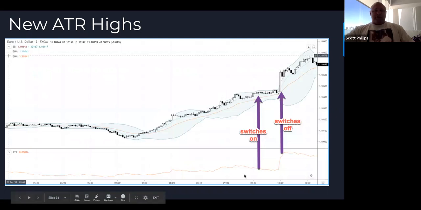So here we see another example. When does this become a confirmed trend? About here. But it doesn't start decreasing in volatility with a new closing high until right here. And then you can see it makes new ATR highs here and switches back off.